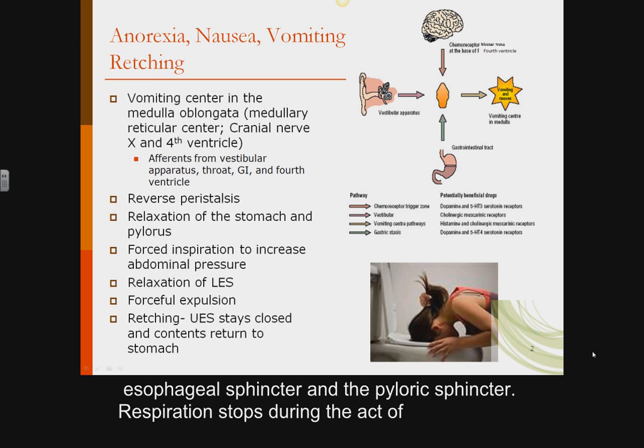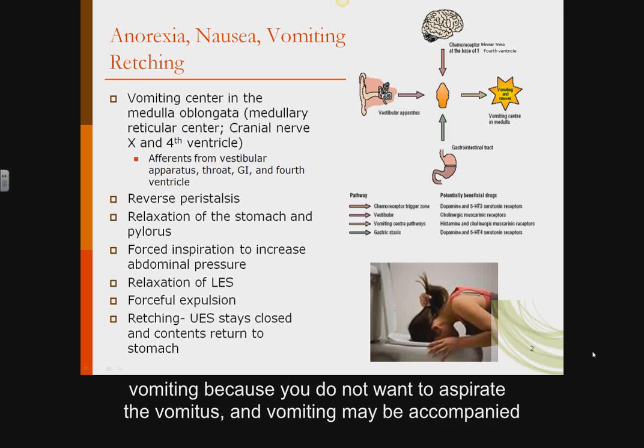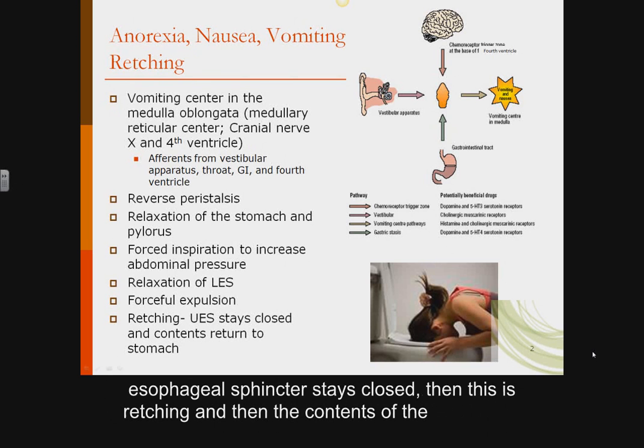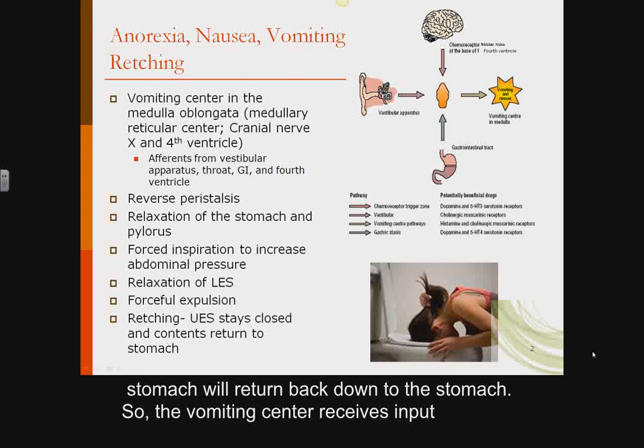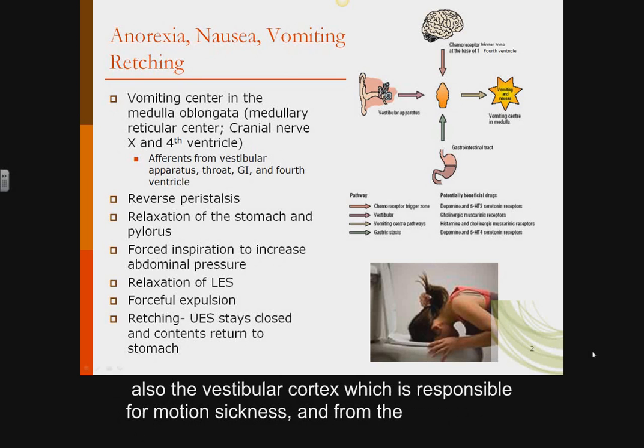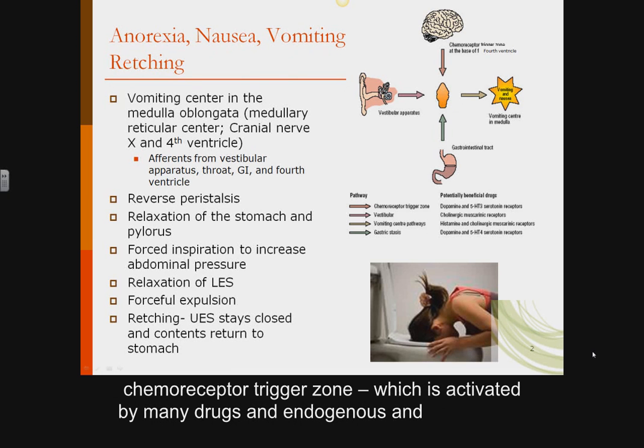Respiration stops during the act of vomiting because you don't want to aspirate the vomitus, and vomiting may be accompanied by dizziness, lightheadedness, a decrease of blood pressure, and bradycardia. If the upper esophageal sphincter stays closed, then this is retching, and the contents of the stomach will return back down to the stomach. The vomiting center receives input from the GI tract, which I show here on my picture. It also has input from the cerebral cortex, as well as the vestibular cortex, which is responsible for motion sickness, and as well from the chemoreceptor trigger zone, which is activated by many drugs and endogenous as well as exogenous toxins.